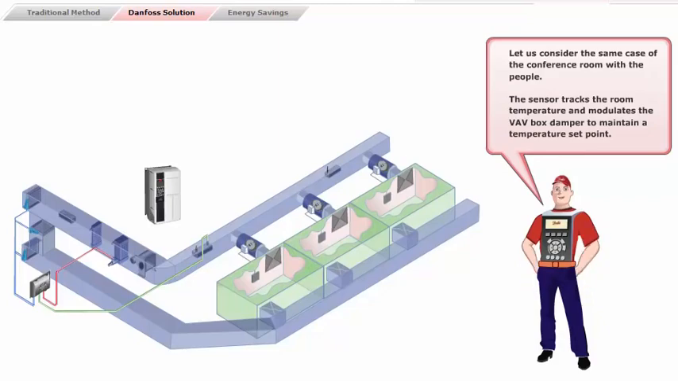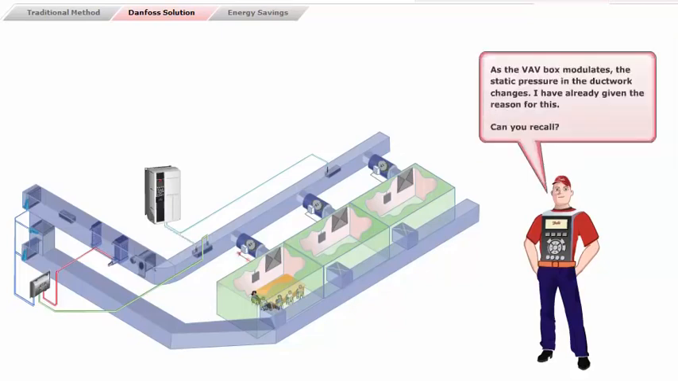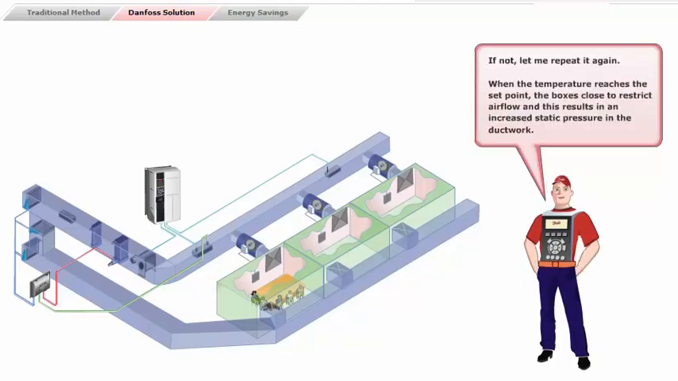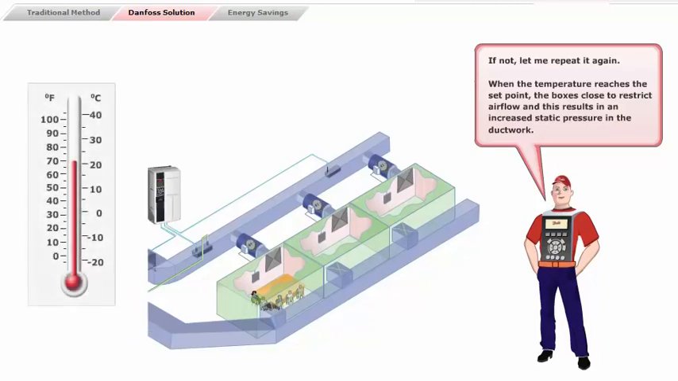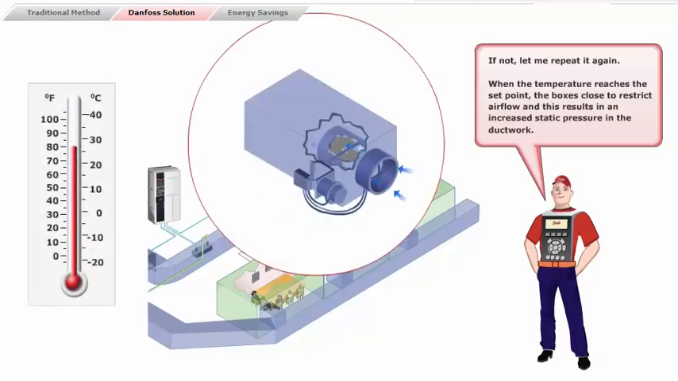Let us consider the same case of the conference room with the people. The sensor tracks the room temperature and modulates the VAV box damper to maintain a temperature set point. As the VAV box modulates, the static pressure in the ductwork changes. I have already given the reason for this. Can you recall? If not, let me repeat it again. When the temperature reaches the set point, the box is closed to restrict airflow, and this results in an increased static pressure in the ductwork.